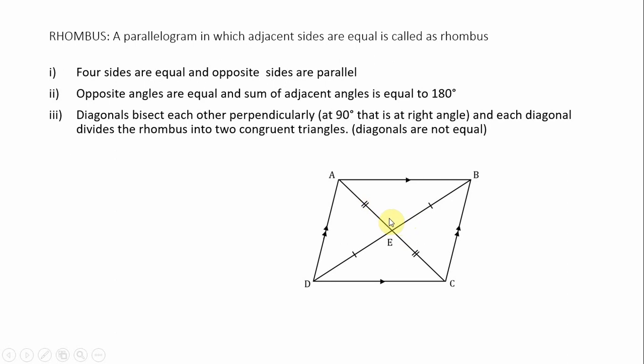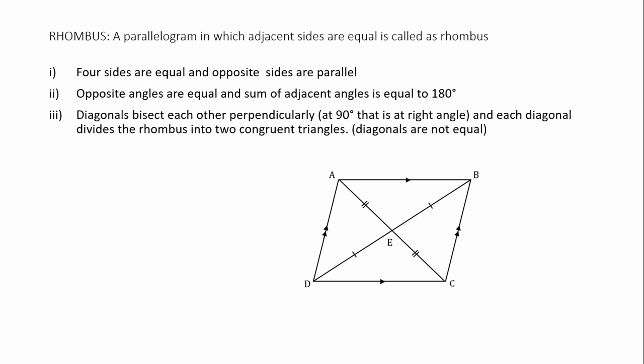Here the diagonals are not equal. See, what is the basic difference between a square and a rhombus? In a square also four sides are equal, in a rhombus also four sides are equal. In a square also opposite sides are parallel and in a rhombus also opposite sides are parallel. And in a square each angle is equal to 90 degrees, but in a rhombus each angle is not equal to 90 degrees. That is the basic difference, and that leads to what? The diagonals are equal in a square and the diagonals are not equal in a rhombus, right?